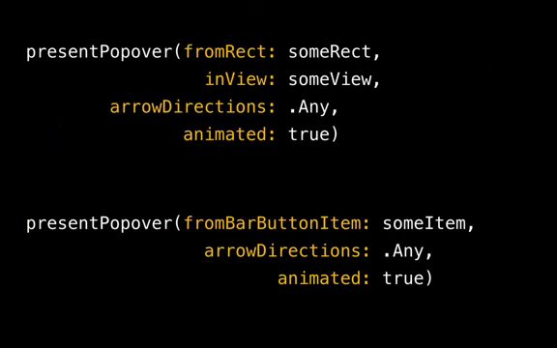These produce call sites that look like this. Right, so now I've got present popover from rect and view, arrow directions animated, and present popover from bar button item, arrow directions animated. Great, I can tell the difference between them. That's awesome. That's a lot of typing. Code completion's nice, but that's still a bunch of typing.